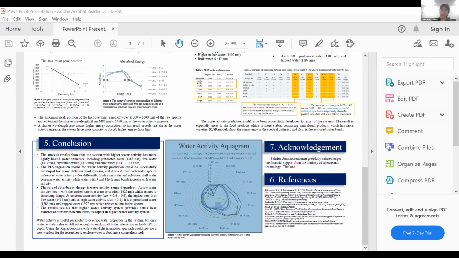From this study, we know that water activity is a useful parameter. However, it's not enough to describe the water interaction in the food system. So using aquaphotomics and spectroscopy can benefit water study in food science, and it can increase more possibility for water study in food science in the future. Thank you for your attention.